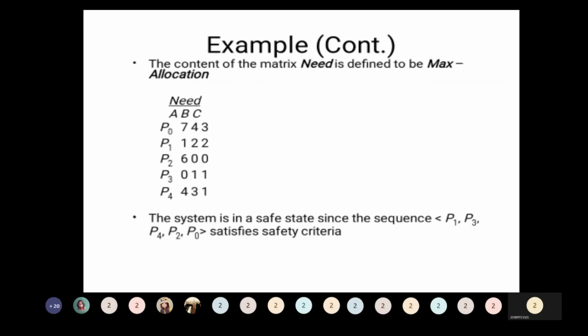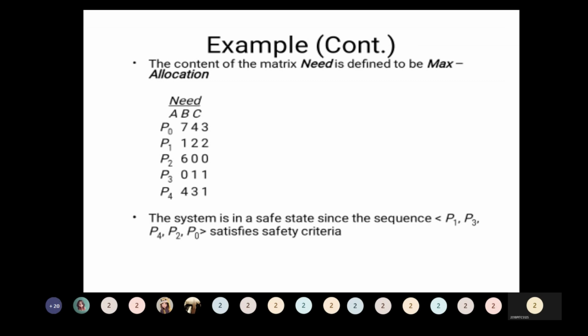First we have to find the need matrix as step 1. The need matrix is calculated using max minus allocation. The formula is max minus allocation. So the processes are P0, P1, P2, P3 and P4, and the resource types are A, B and C.